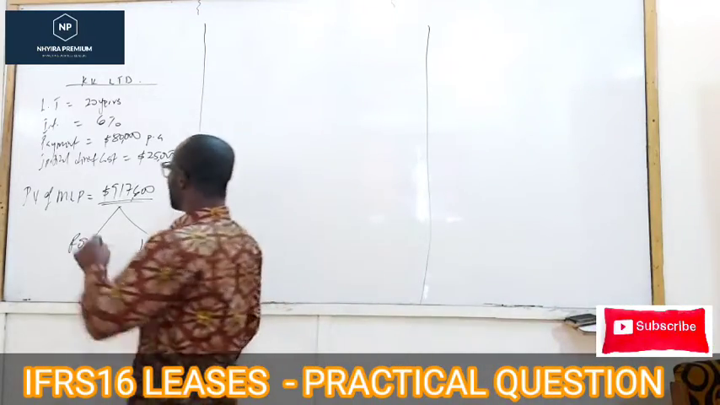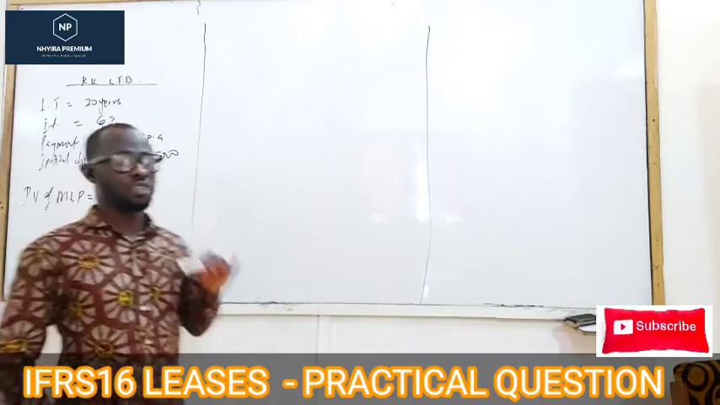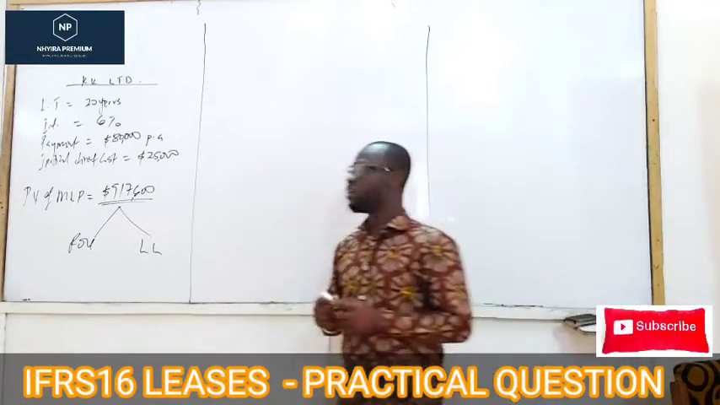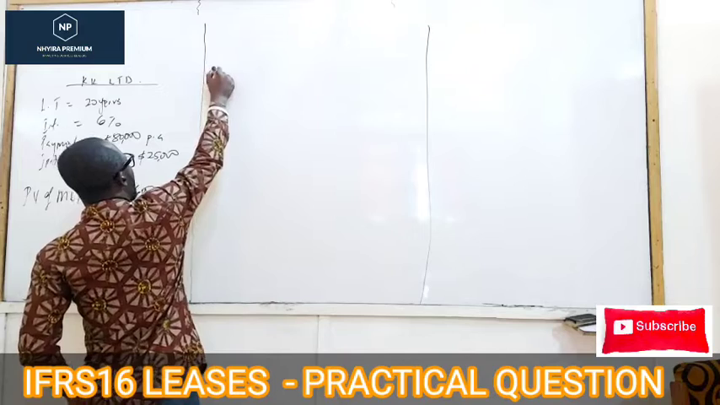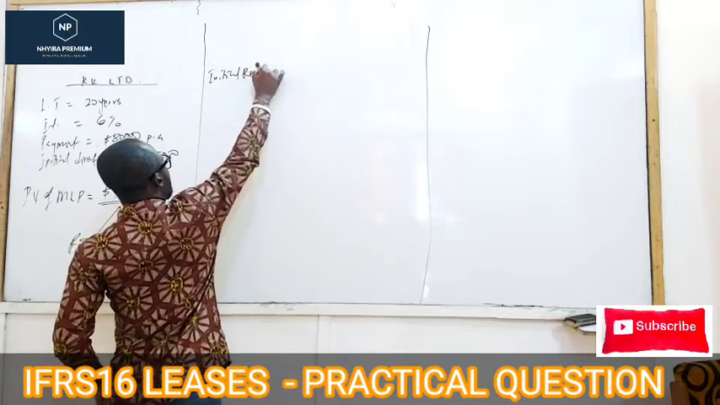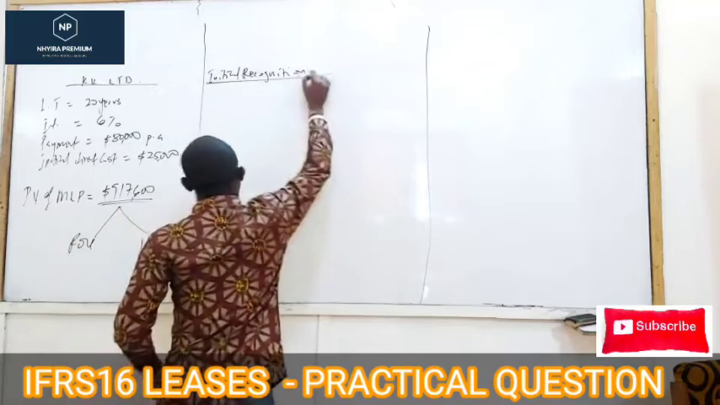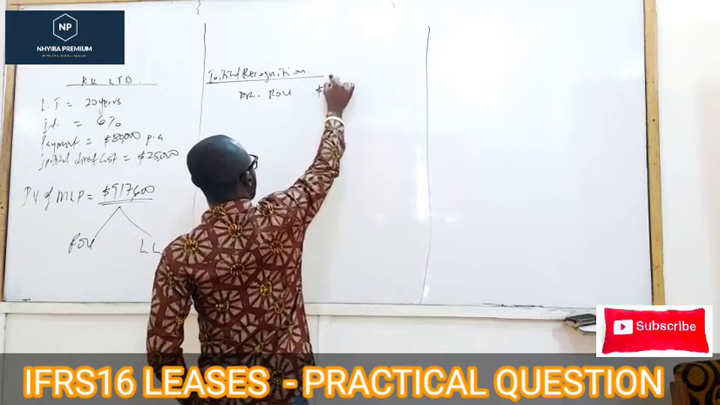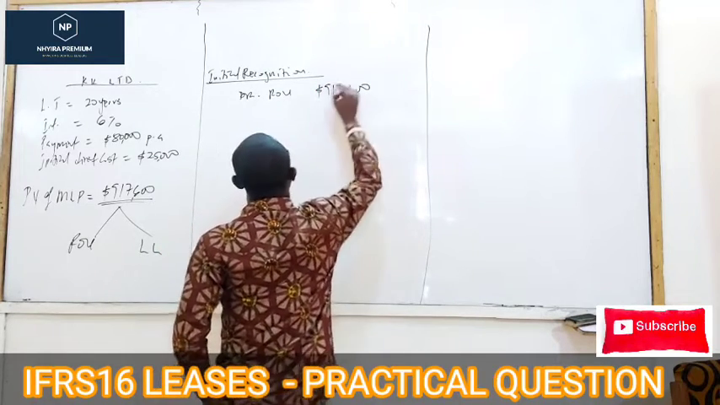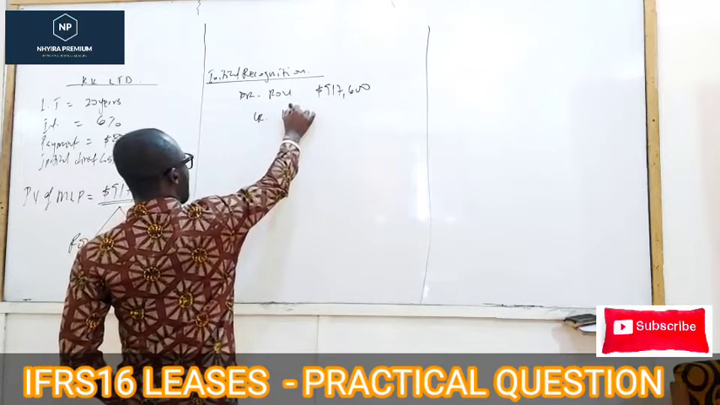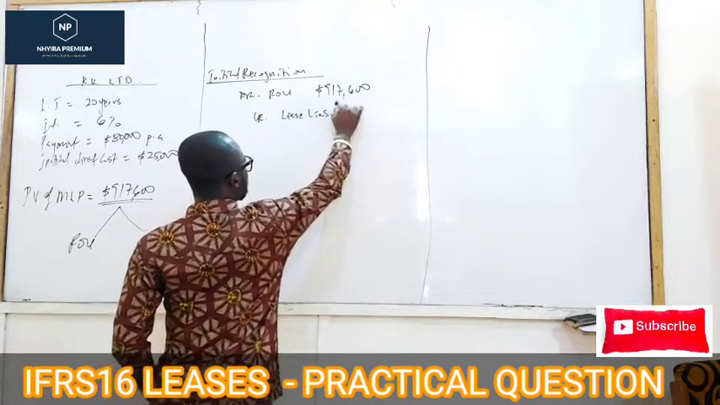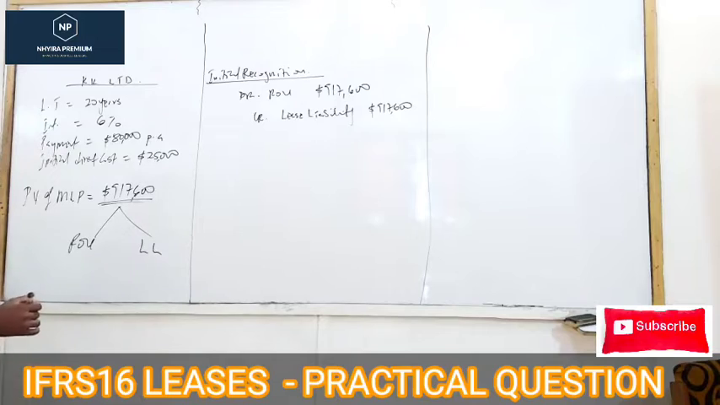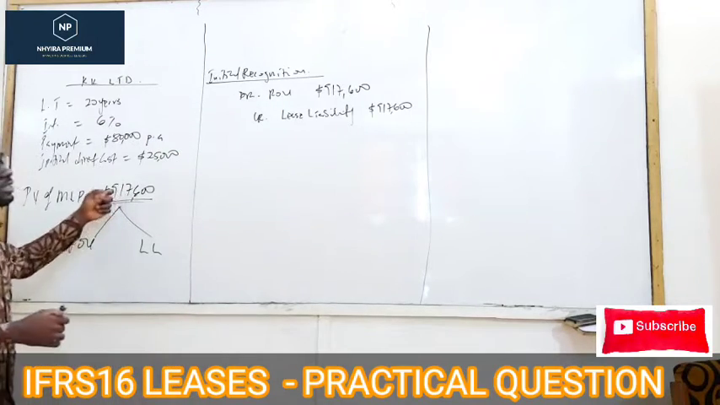Then we come to the initial cost. Now there is an initial cost of $25,000. Remember I told you that when it comes to the initial cost, what do we do? We add it to the right of use of assets. So on the initial recognition, we will say that we debit the right of use with $917,600 and credit the lease liability with the same $917,600. Make sense? And that is with the minimum lease payments.